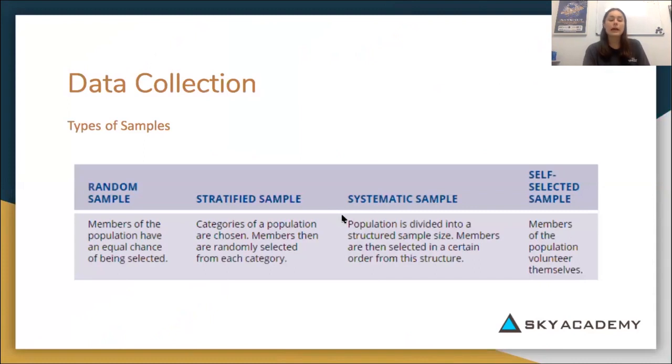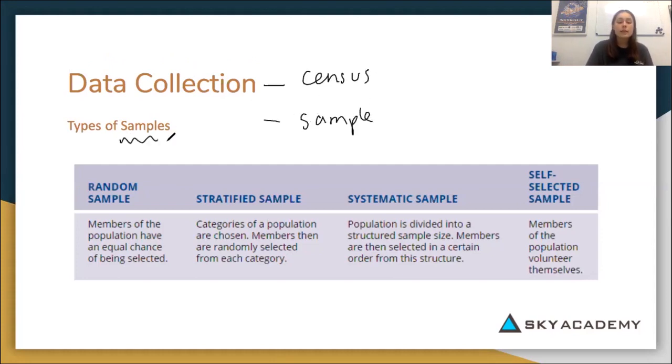Data collection involves deciding what data you want to collect, what type of data you want to collect, and then the process of getting it. So what data you want to collect and then actually collecting the data. There are two types of data collection. We're going to focus on one of them, but the two types are census collection and sample collection. So we're going to focus on the sample one and the types of samples.